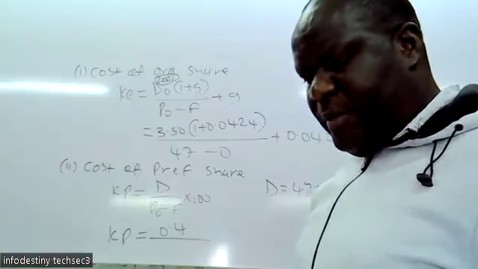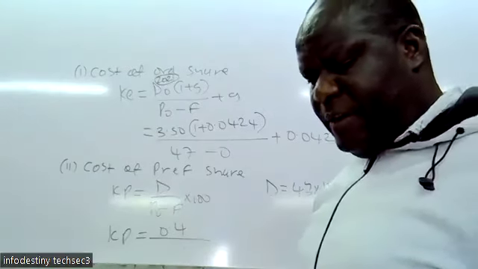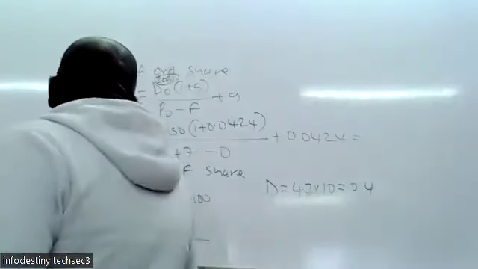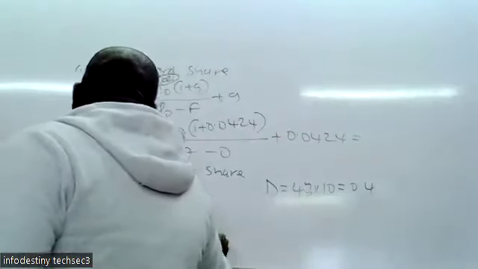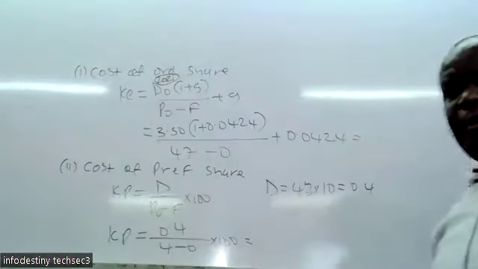In note number 2, they gave you the market value of the preference share. It is given as 4. There is no flotation cost. So also express it as a percentage.